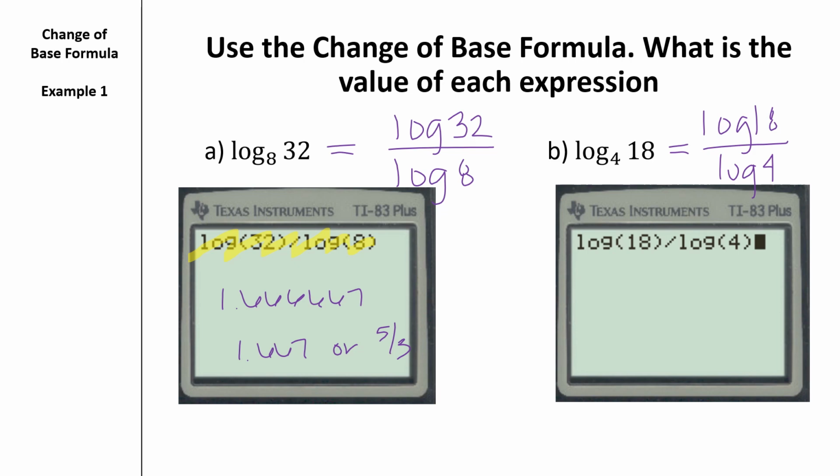I'll give you time to type it in, make sure it's all good, and if I'm going too fast, you can pause. I believe this one is a decimal, and so I got 2.0849625. If you rounded this to 3 decimal places, your answer would be 2.085.